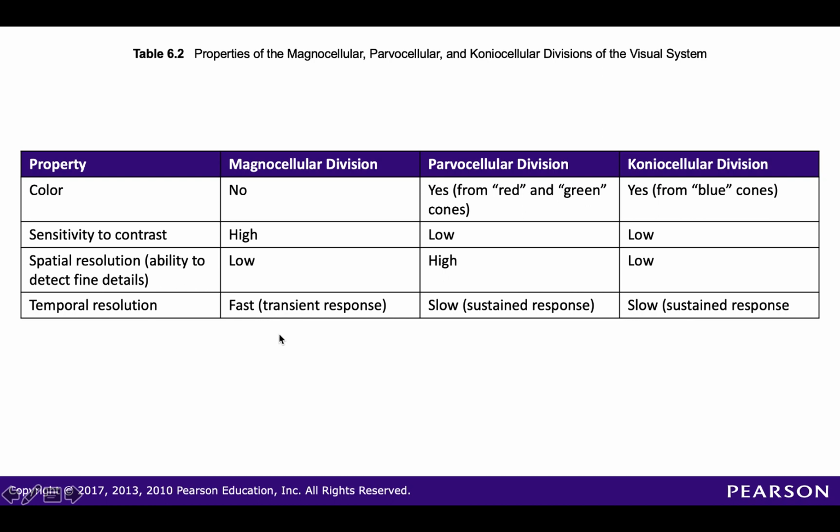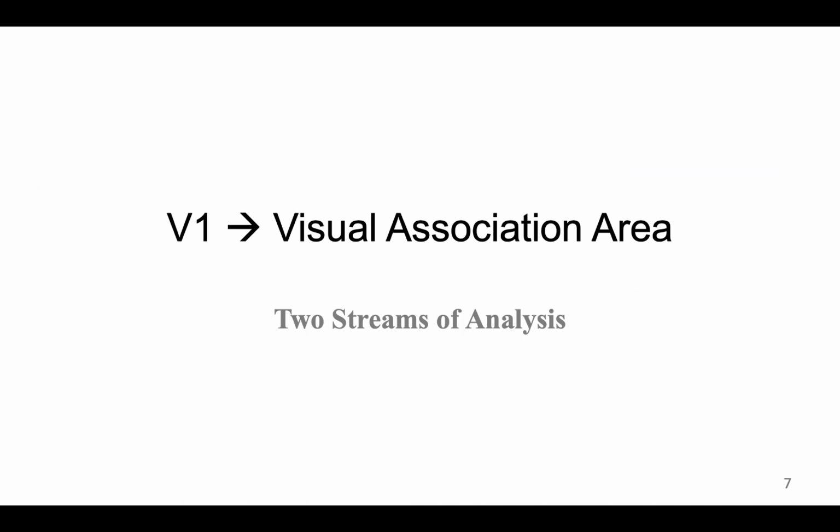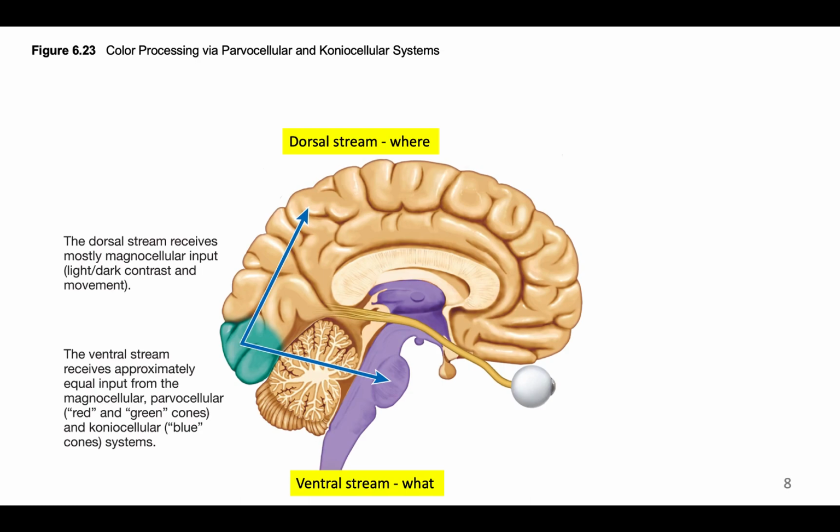This is relevant also as we go into the visual association areas. There are two streams of analyses in the visual association system. The first is called the dorsal stream. Information goes from the primary visual cortex and travels dorsal. Most of the information in this pathway comes from the magnocellular pathways. It conveys information about light-dark contrast and movement, because those are the pieces of information that the magnocellular pathway understands.